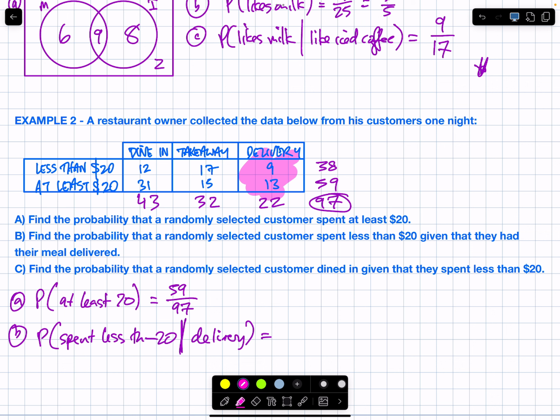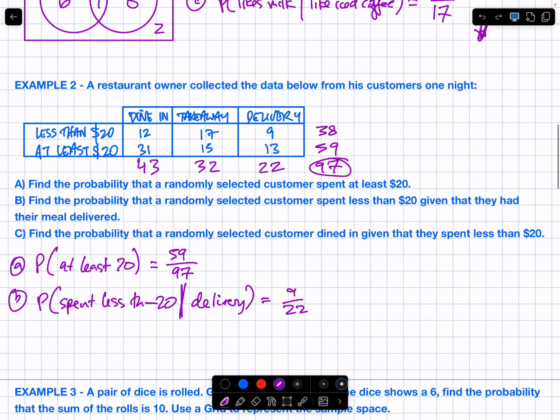My total is 20. And what's going to be on top of that? 9 over 22. 3 doesn't go into either of those. I'm just going to leave it at 9 over 22. So hopefully you're getting practice at this conditional stuff. We'll have one more example after this.